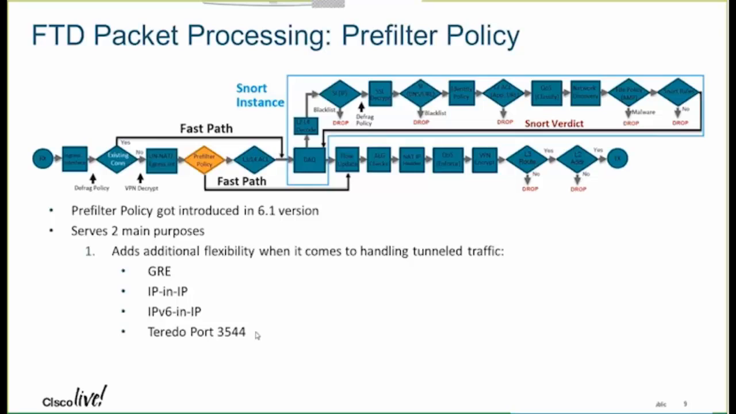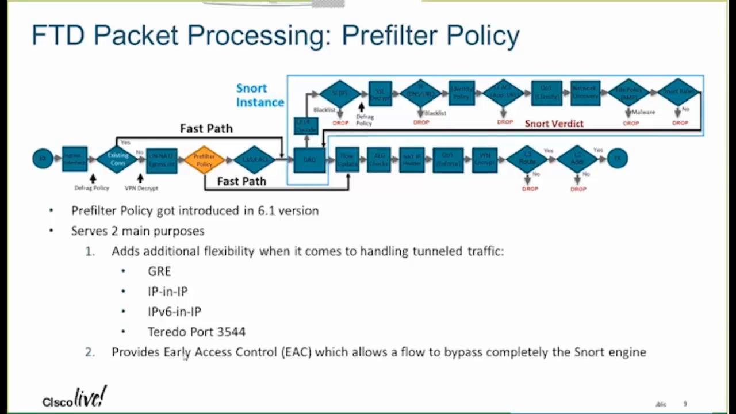With tunnel traffic. And then the second one is we also provide early access control, which allows the flow to bypass the Snort engine completely. So this is what I mentioned earlier. In pre-filter, we have three actions which we can configure: one is fast path, the second one is analyze, and the third one is block. So you can either block the traffic at pre-filter, or if you do an analyze, the traffic is then forwarded to the L3, L4 ACL lookup from Lina.